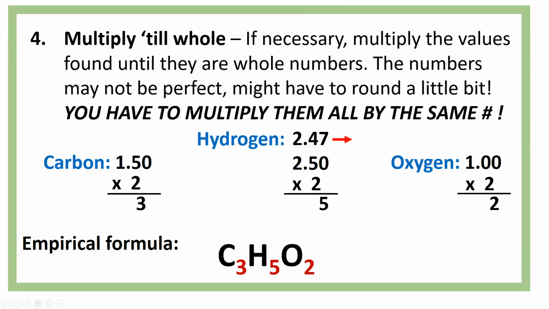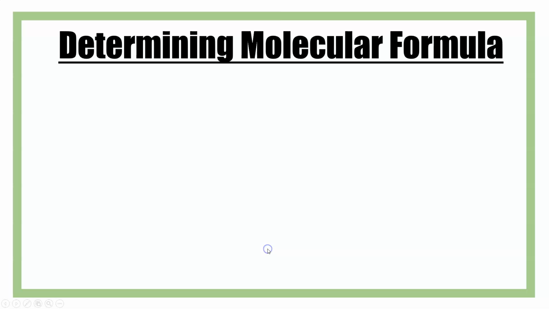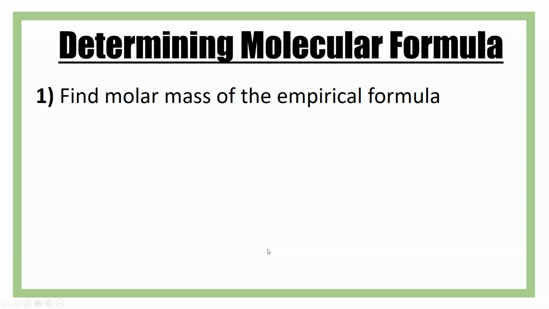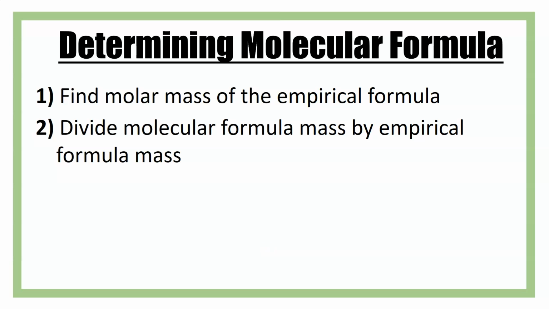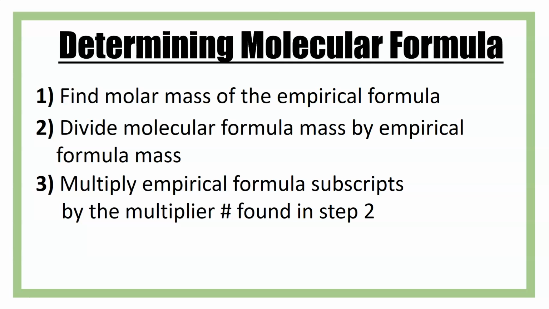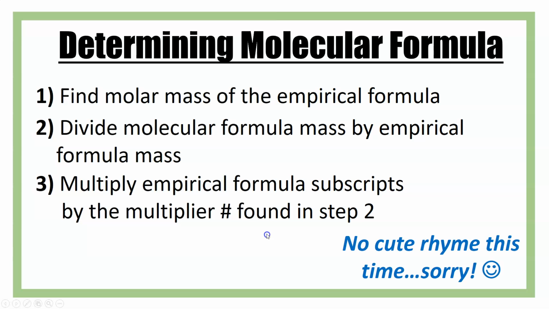So now we have our empirical formula, but we need to be able to get from an empirical formula to the true actual molecular formula, the real formula for that compound. So you have to find the molar mass of the empirical formula, and then you're going to be given the molecular formula mass, and you're going to divide them. Then you're going to multiply by the same multiplier. The sad part is there's no rhyme for this portion, okay? The rhyme is only for the first part.